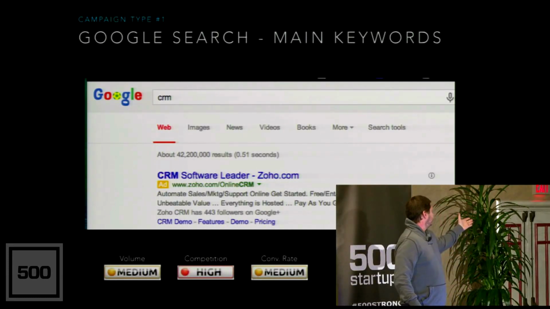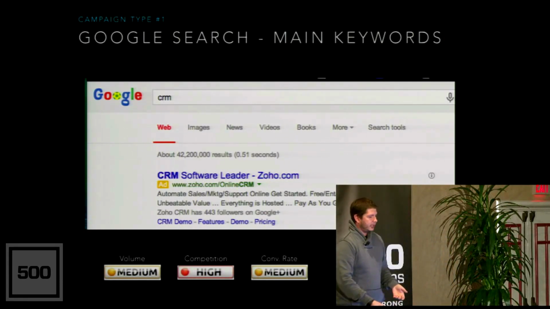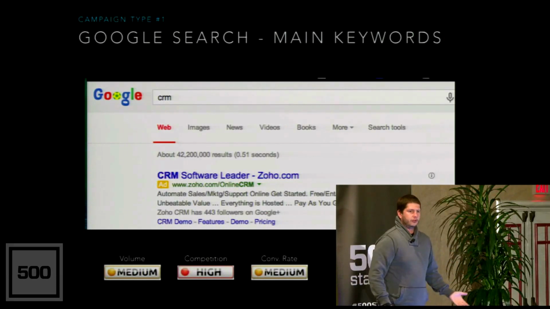So the first one is very easy. Google search, your main keyword, right? You're in the CRM market, you bid on the keyword CRM.